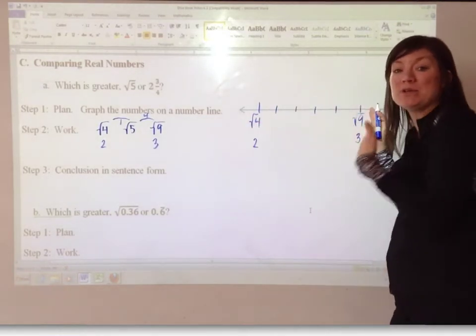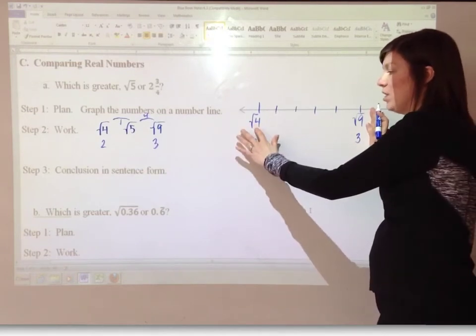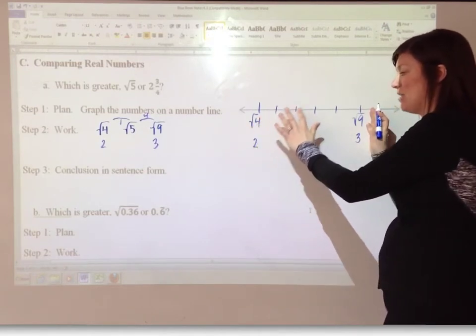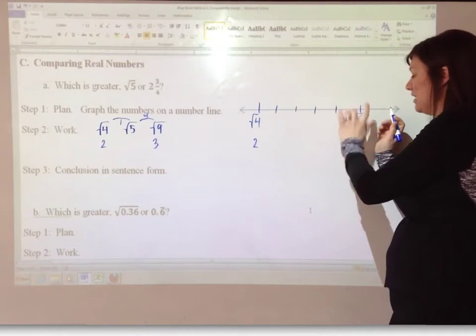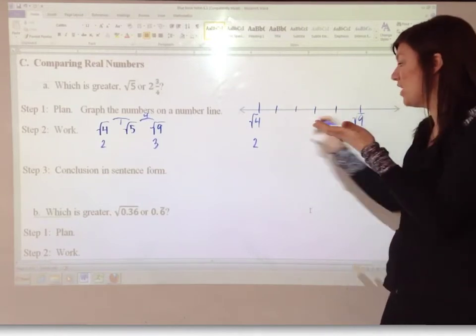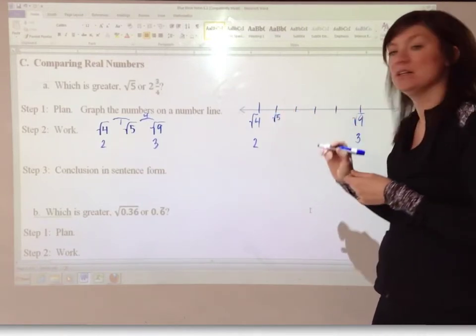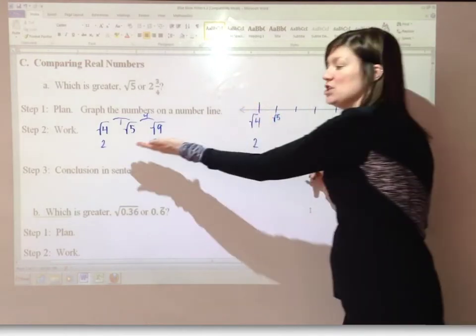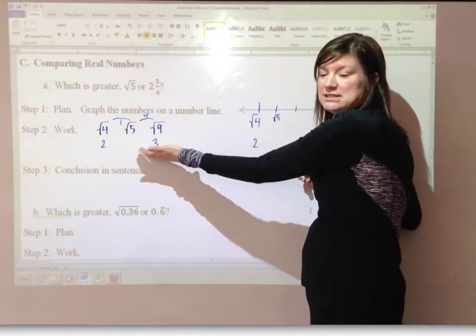So instead of counting by numbers, we can count by radicals. Radical of 4, radical of 5, radical of 6, radical 7, radical 8, radical 9. So where does 5 fall in? It falls in right here. So it's closer to the 2, just like I approximated here from the distance.